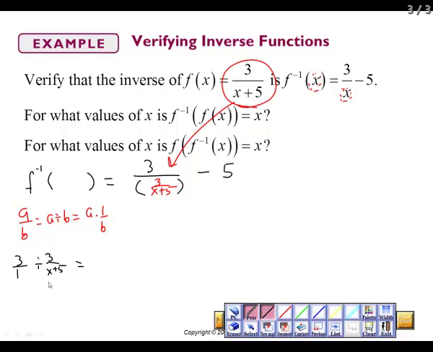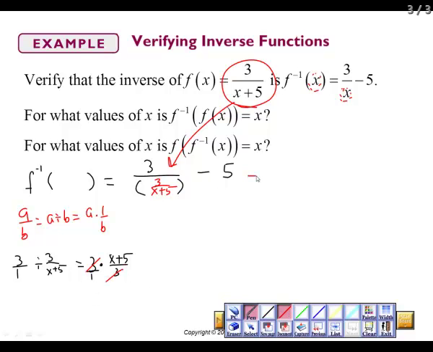So we're going to take that second term and apply the reciprocal. Multiply it. So what was x plus 5 in the denominator is now x plus 5 in the numerator, and what was 3 in the numerator is now in the denominator. So this is 3 over 1 times x plus 5 over 3. And so the 3's cancel.